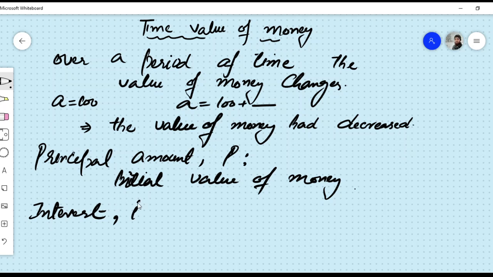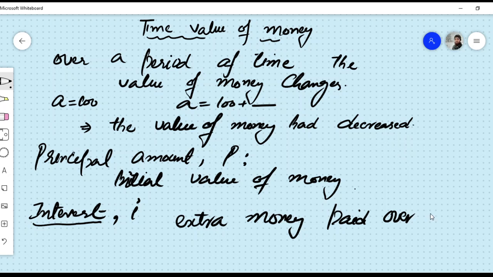denoted by I or sometimes R. It is the extra money paid over a period of time to the principal amount P.